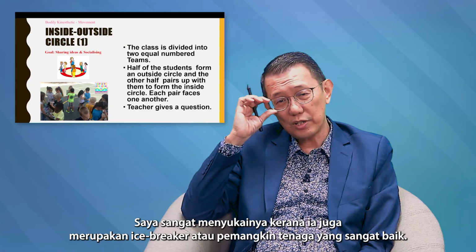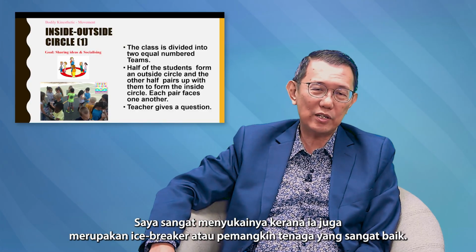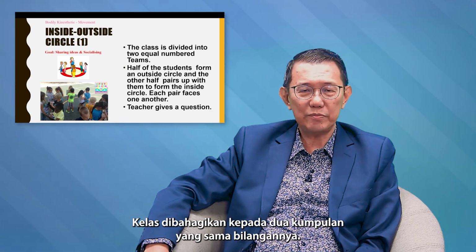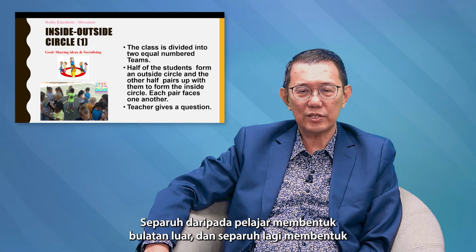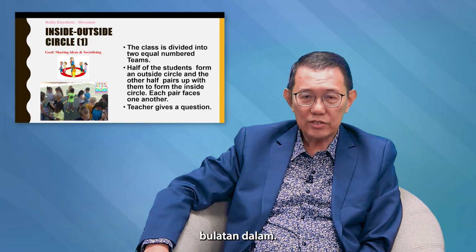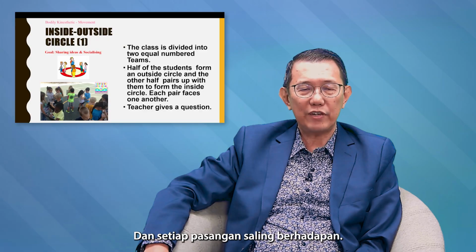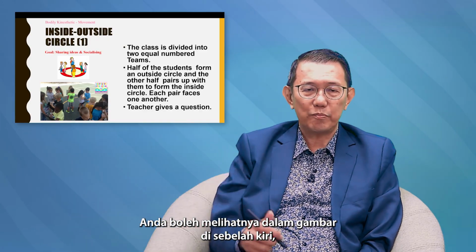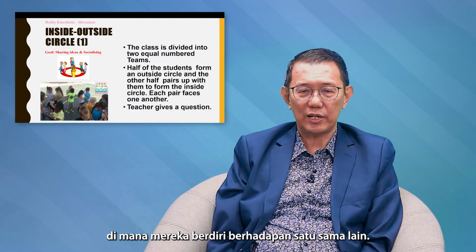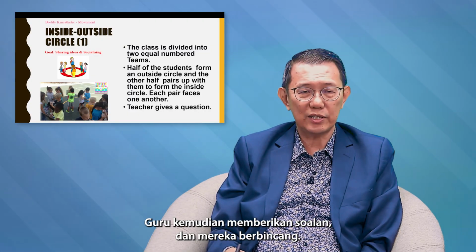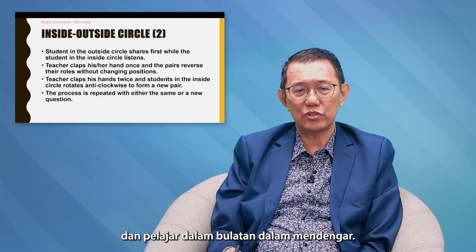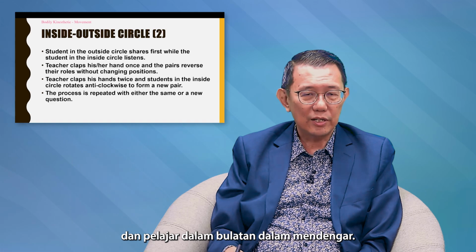I love this because it again is a very good icebreaker or an energizer. The class is divided into 2 equal numbered teams. Half of the students form an outside circle and the other half form the inside circle. And each pair faces one another. You can see that in the picture on the left, whereby they stand facing one another. The teacher then gives a question and they discuss. The student in the outside circle shares first, and then the student in the inside circle listens.